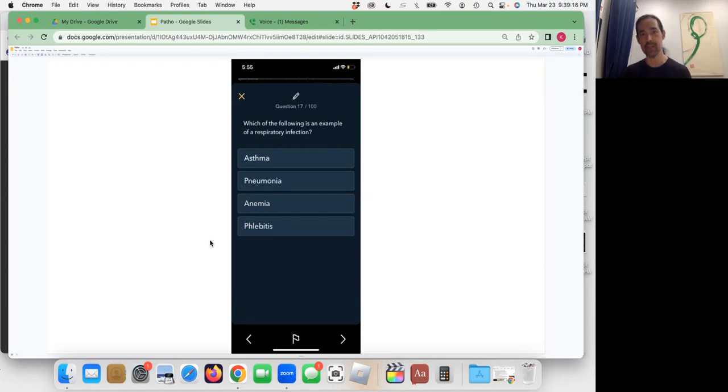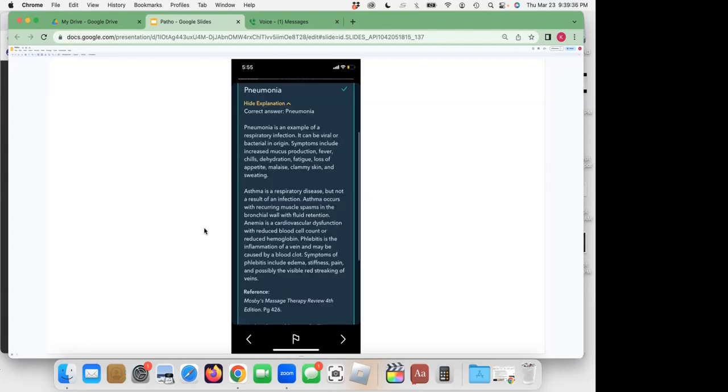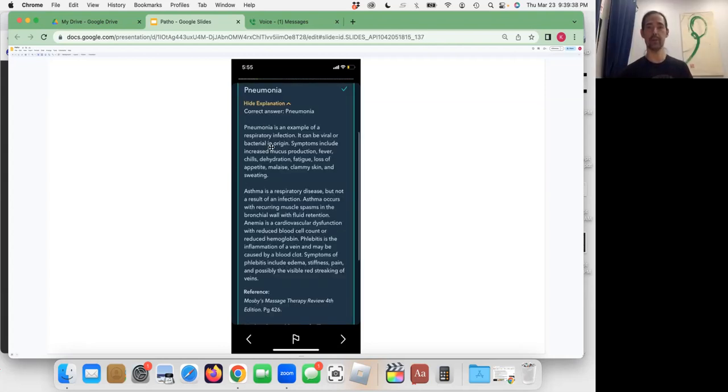Which of the following is an example of a respiratory infection? Asthma, pneumonia, anemia, or phlebitis? An example of a respiratory infection. Asthma? Pneumonia. Yes, infection, yes. Got to read the whole question. Pneumonia.